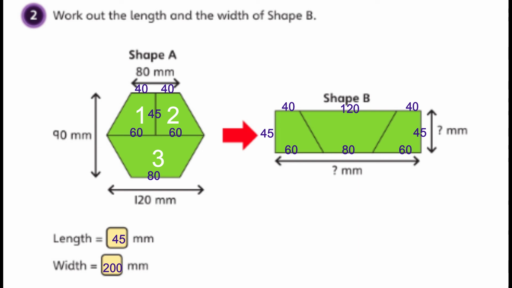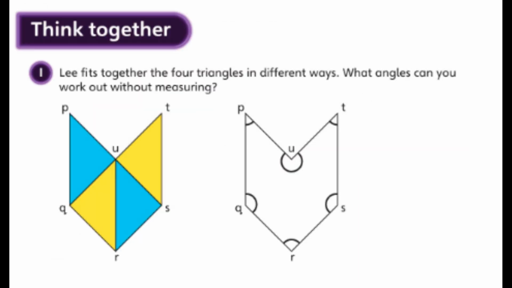So as you can see, with problems where you have to try and work out the angles or the lengths of shapes, it just takes a bit of reasoning. You have to think about it and look at it and break things apart. But it's not particularly hard. Now we're going to go backwards a little bit and look at the angles.